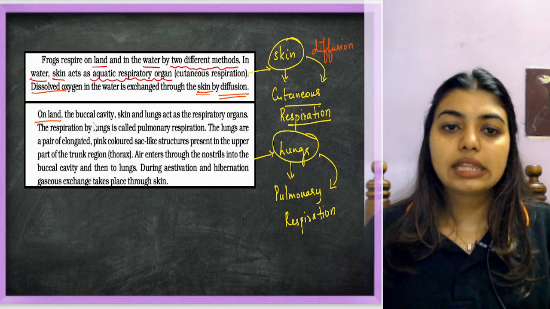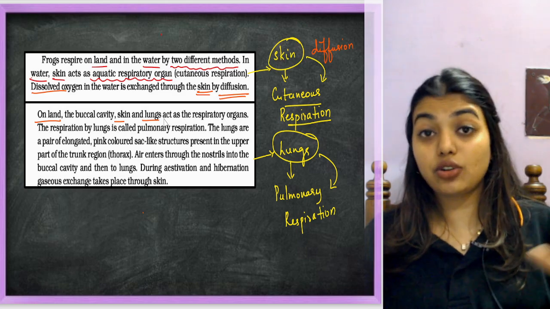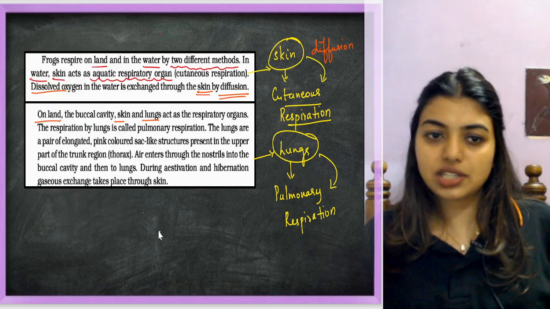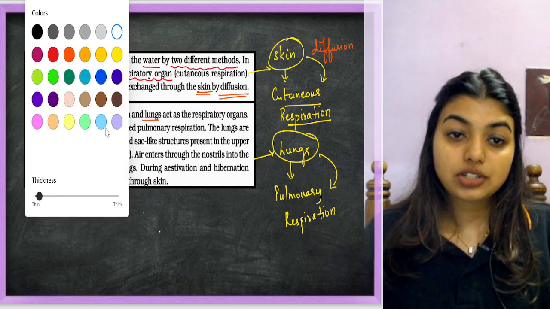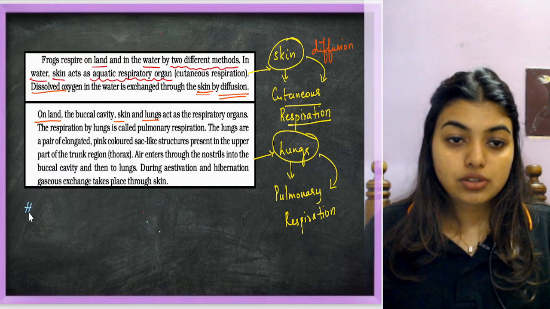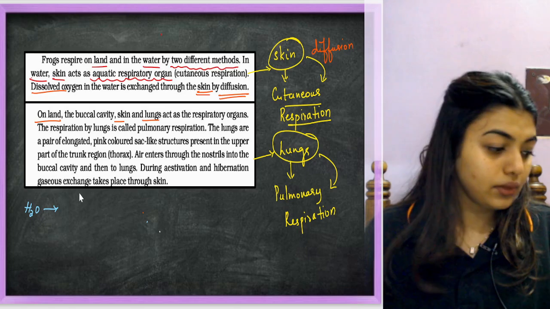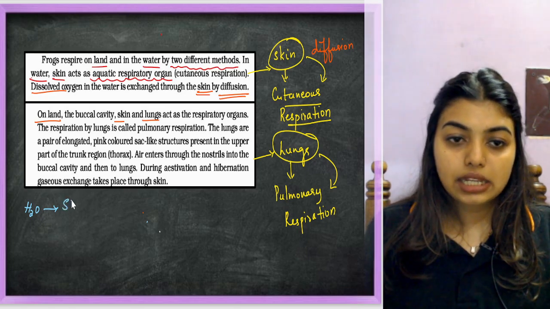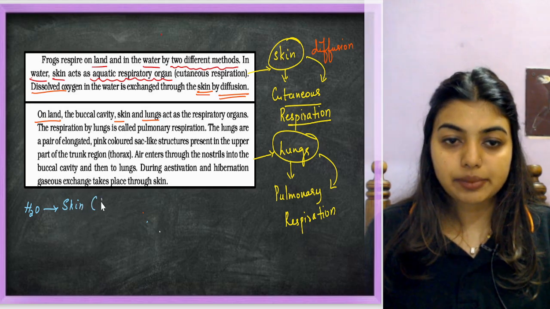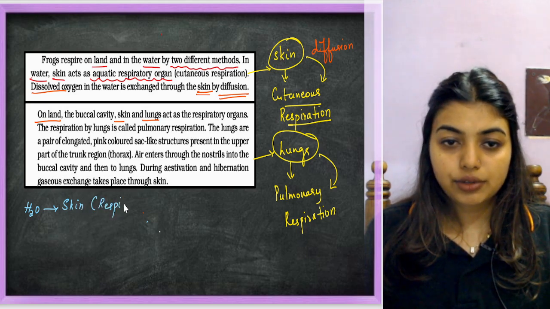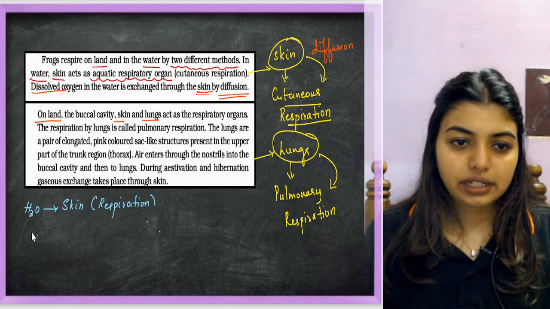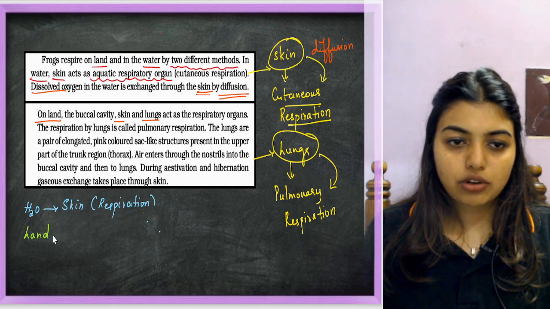Now on land, the buccal cavity, skin and the lungs. So look here, on land more organs are going to help. In water only skin is going to help. So let's write it with blue color because it's water. In water, skin is the only one that is going to help in respiration. Got it? But on land, which color do we choose for land? Okay, green. On land, who all are going to help, students?